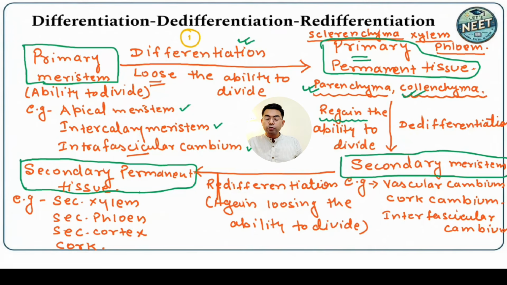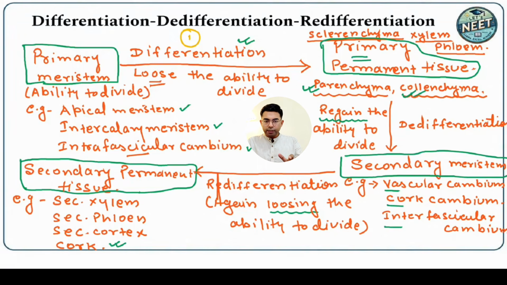Then they will ask which of the following tissues will undergo redifferentiation. So vascular cambium, cork cambium, interfascicular cambium, they will undergo redifferentiation. Redifferentiation means again losing the ability to divide, and these are all examples of secondary permanent tissue. So in this way, mainly you will get confused with the examples. So the examples specifically you remember, right?